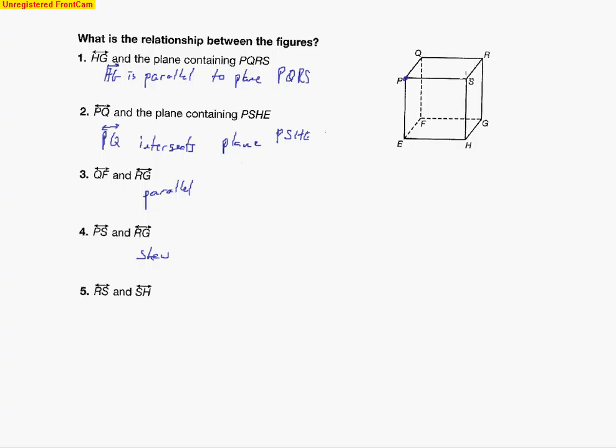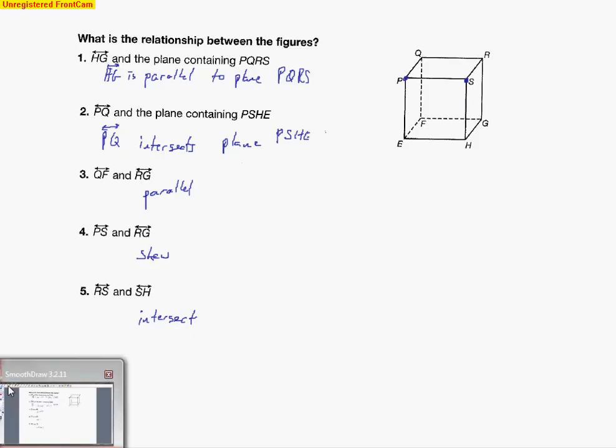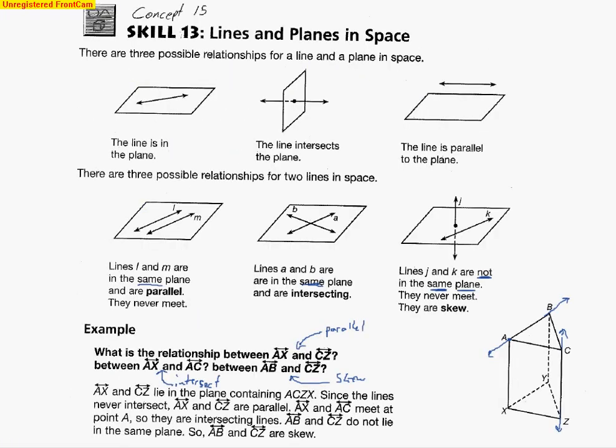RS right here, and SH. Notice they intersect at that point right there at S. So we'll just say these intersect. RS and SH are in the same plane, this plane on the side, SRGH, and they will intersect at point S. So those are the types of problems that you'll see on Concept 15, Skill 13.